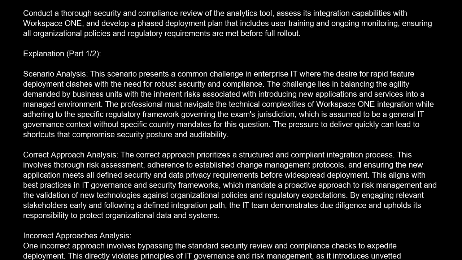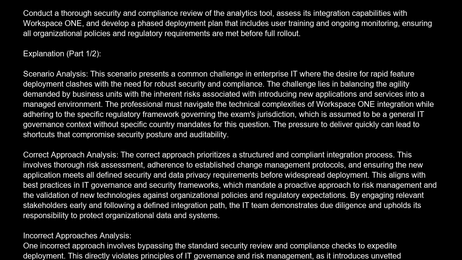The professional must navigate the technical complexities of Workspace ONE integration while adhering to the specific regulatory framework governing the exam's jurisdiction, which is assumed to be a general IT governance context without specific country mandates for this question. The pressure to deliver quickly can lead to shortcuts that compromise security posture and auditability.